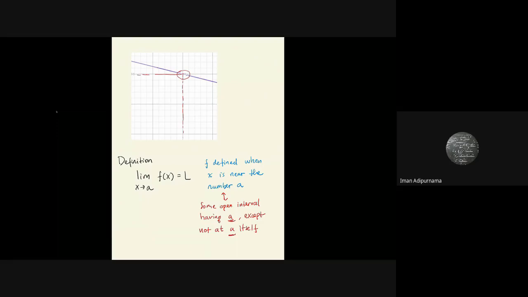What does it mean? This is precisely what we are dealing with in this graph. At x equals 1 from this graph, it's undefined, right? But its limit as x approaches 1 is 0.5. So it can happen in limits. You may have your limit, you have a value, but when you plug in the x, it will be undefined. It can happen.